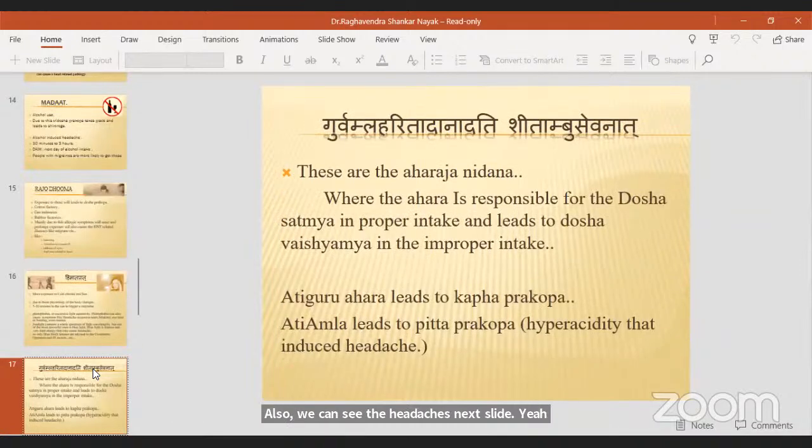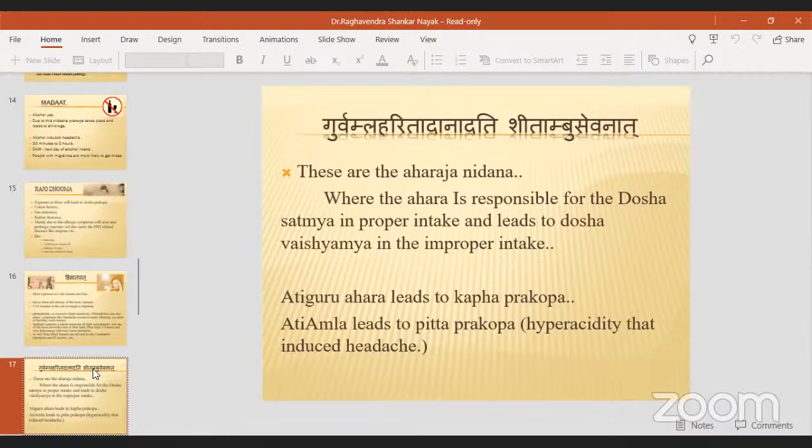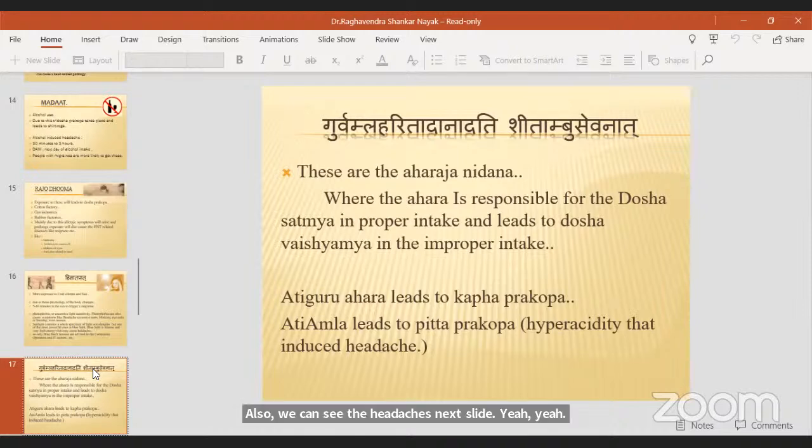Guruvadi Amla Haritadan Atishitambu Sevanat. That is Guru, Amla, Haritadan. That is Vata Prakopaka, Kapha Prakopaka Ahara, Vihara, and Shitambu is also again Kapha Prakopaka. And due to these Prakopaka Aharas and all, we can get headaches. Next slide.